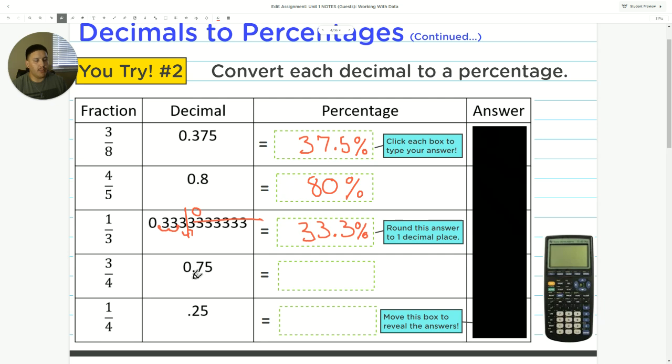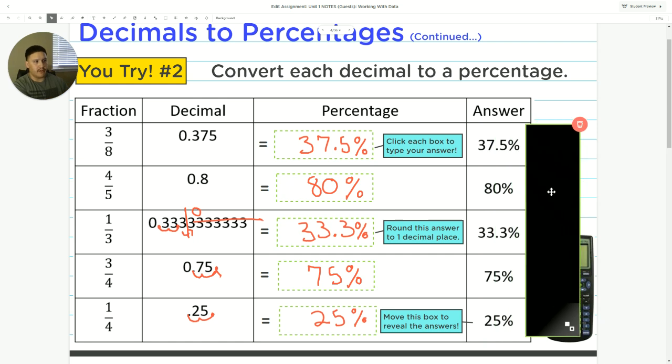I'm going to use the shortcut again with 0.75. So just to show y'all how to do this, 0.75, move the decimal point to the right twice. I don't need to fill in any numbers, so that's that. Just make sure you attach the percentage symbol. And then same thing with 0.25, move it to the right twice. No issues there, so we're just going to put 25% as our final answer. And again, if you're on ClassKick, you can move the black box there to see and check all your answers. Make sure you're doing this correctly. And that's it.